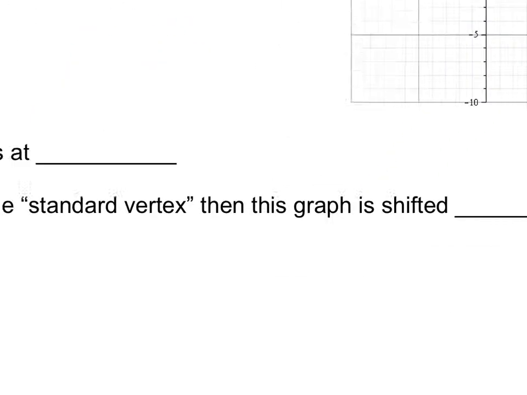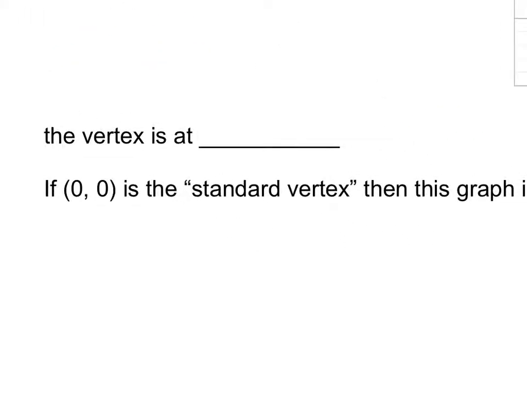So let's look at what else they're asking for. It says the vertex, we got that. The vertex is at 0, 2. The standard vertex is 0, 0. So what was shifted? It went up 2 units. Let's take a look at one more problem, guys.